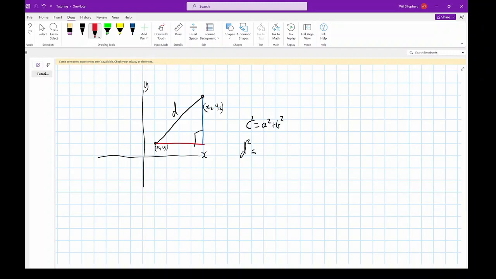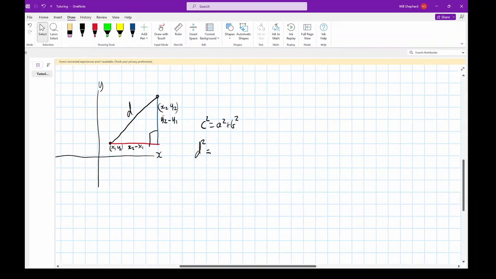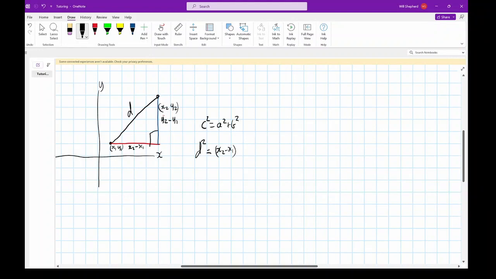And how do we work out the run again? It's simply just going to be the difference between the two. So it'll be x2 minus x1 there. And the rise is the difference between the height of the 2 points, which would be y2 minus y1. So we would then get x2 minus x1 all squared plus y2 minus y1 all squared.